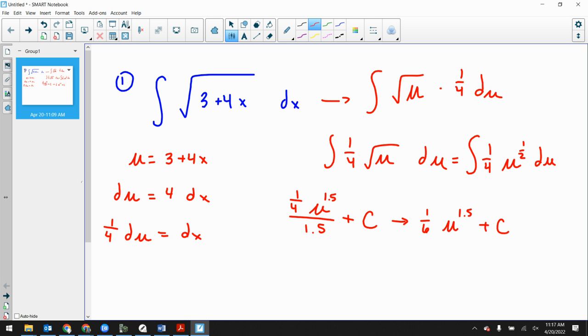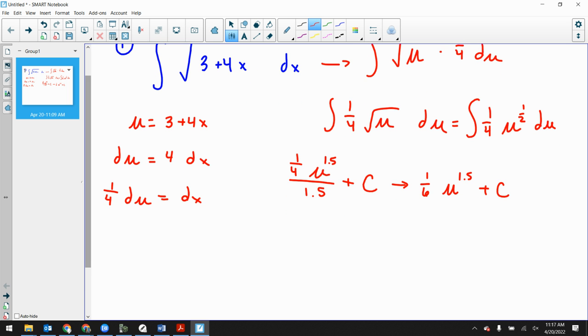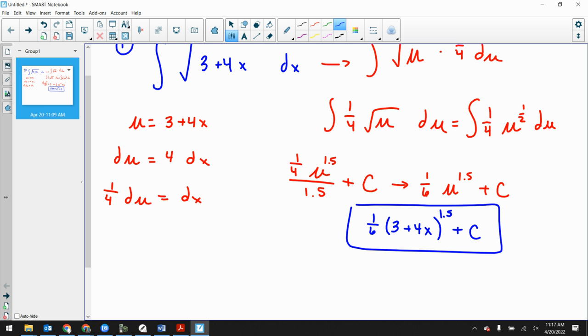Now, don't forget that in the end, you got to replace u back in with that 3 plus 4x. So 1/6 times 3 plus 4x to the 1.5 plus c. The only time where you do not have to do that is when you're actually evaluating a definite integral. You don't have to plug u back in as long as you change your a and your b values on your integral. We good there? That one's kind of an easier one, right?